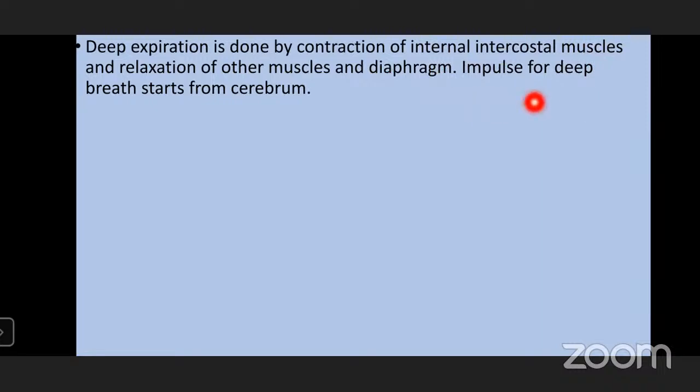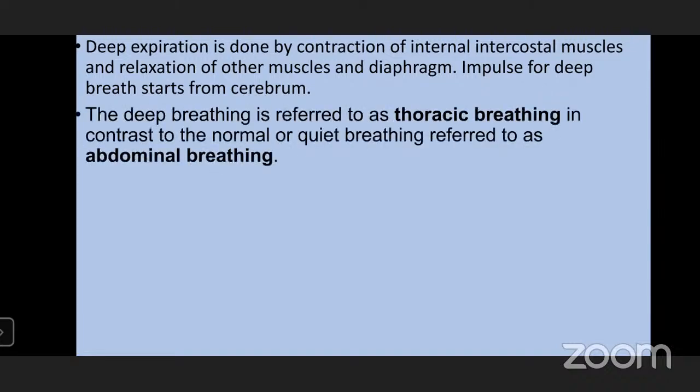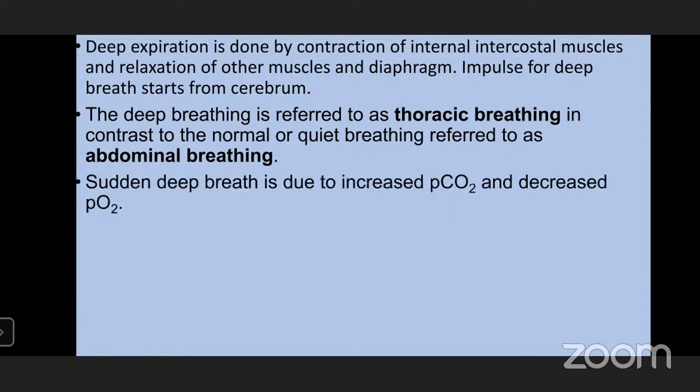And this impulse for deep breath will start from the cerebrum. So cerebrum is the center which will cause the signal for the deep breathing. It is also referred to as thoracic breathing, and it is in contrast to the normal or quiet breathing, which is referred to as abdominal breathing. So the normal breath which we do is abdominal, and the deep breathing is known as thoracic breathing.